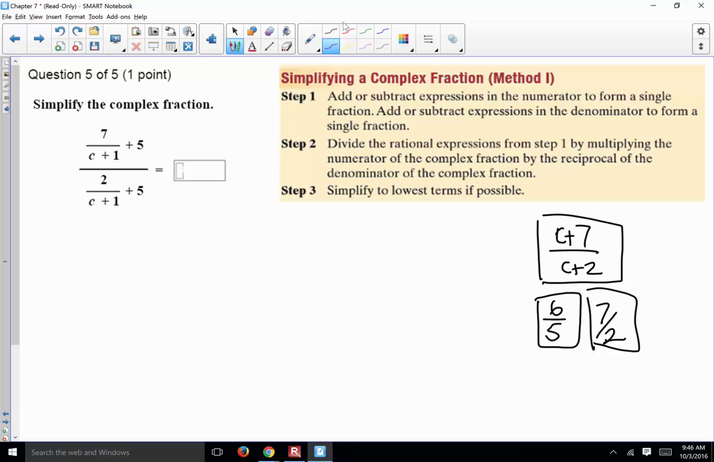Alright, let's do this together. What is the top one? 7 over c plus 1. I can see what kind of mistakes you've done. The second one is not a fraction. To combine a fraction and a whole number, you turn the whole number into a fraction first. Put 1 under. Oh, I see.